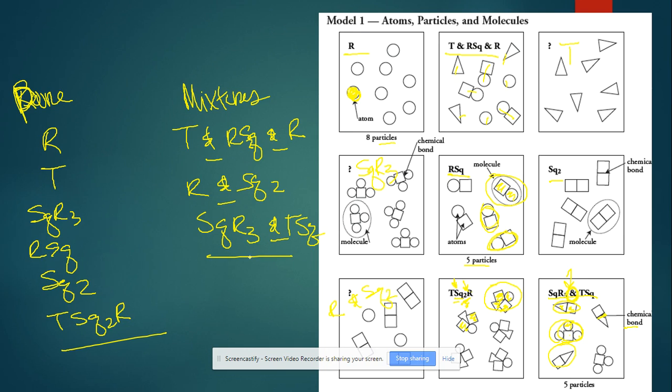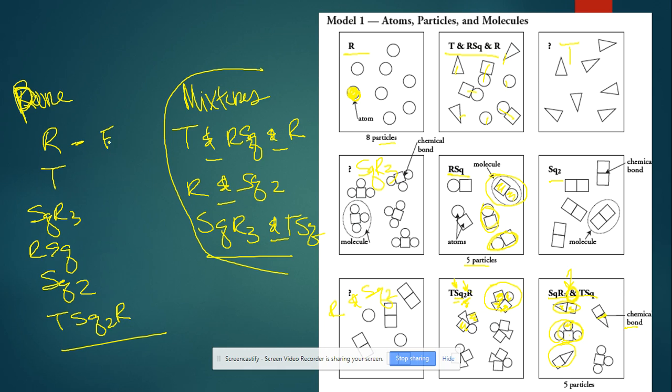Now we're going to start sorting just our pure substances. If you look at that, read this under question number 10. Elements are pure substances made from only one kind of atom, whereas our compounds are two or more. So looking at just our pure substances, we're not worried about our mixtures right now. Looking at just our pure substances, which are elements and which are compounds?